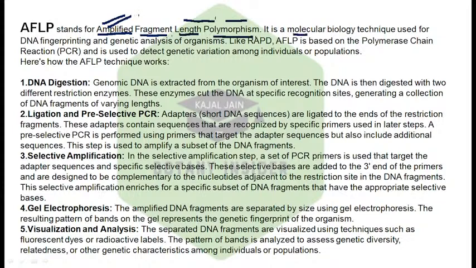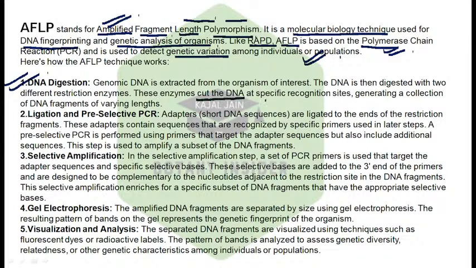It is a molecular biology technique which is used in DNA fingerprinting and genetic analysis of organisms. Like RAPD, AFLP is PCR based and it is used to detect genetic variation among individuals. How this works is, we first digest our DNA using a restriction enzyme, which cuts the DNA at specific recognition sites, generating a collection of DNA fragments of varying length. Then we ligate them with the pre-selective adapters.